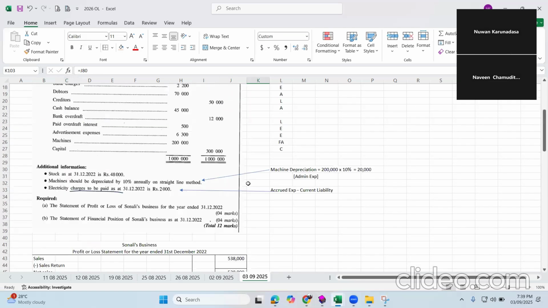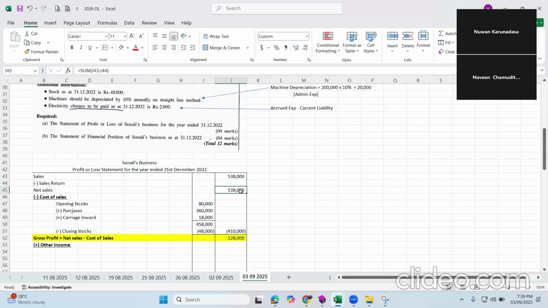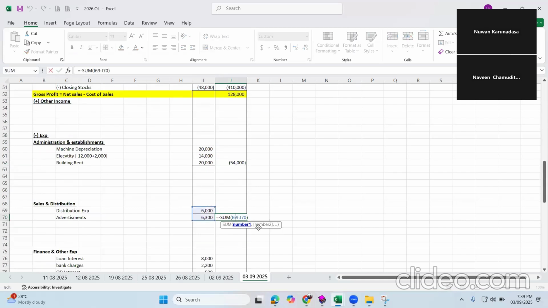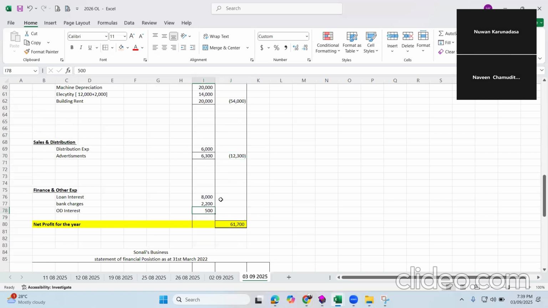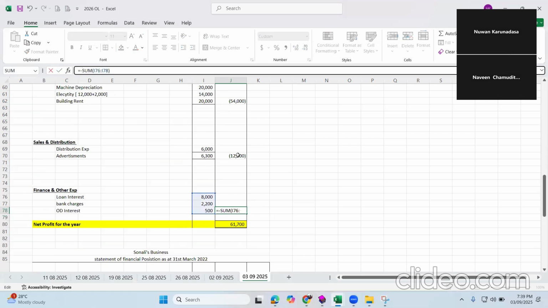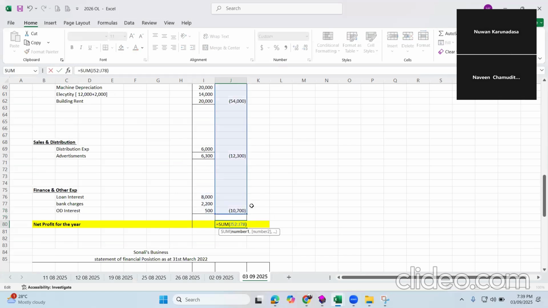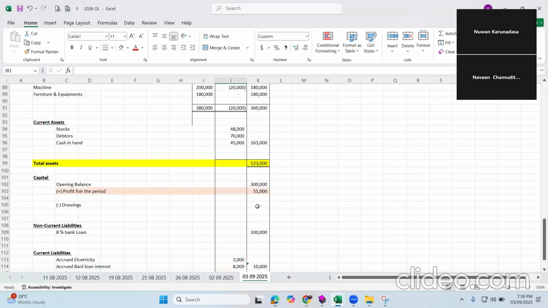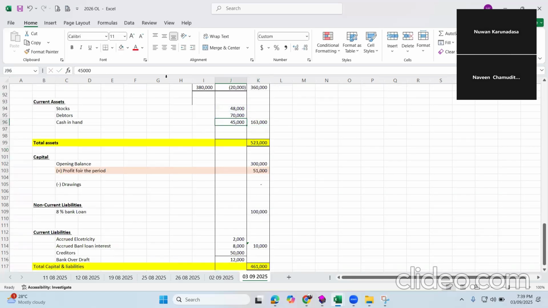Right. Question, we have taken everything. We'll see whether it's balancing. Sales taken here, cost of sale taken, then the gross profit is done. Sales and distribution expense done. Finance and other total comes to 10,700. Then the net profit is 51,000, which will be added to capital.